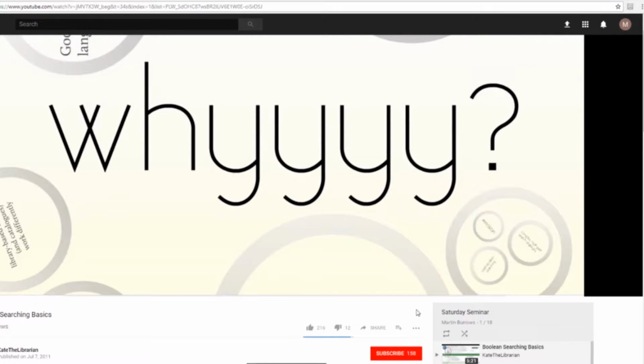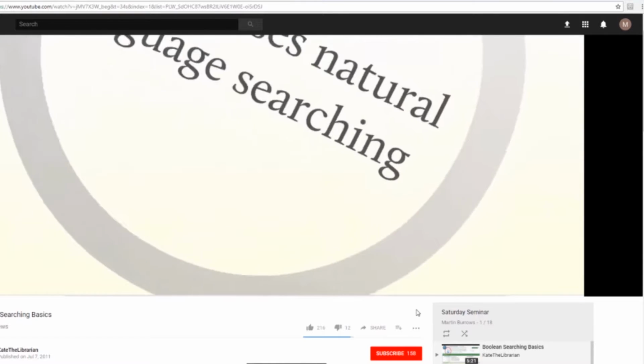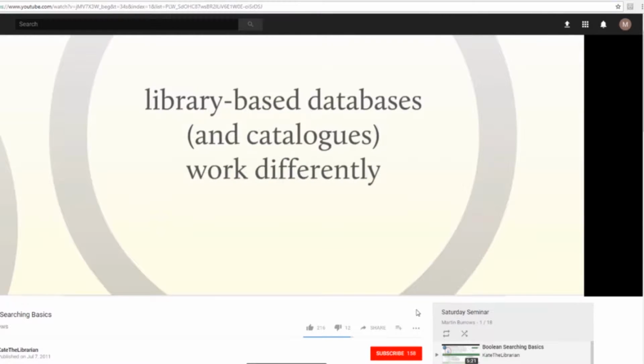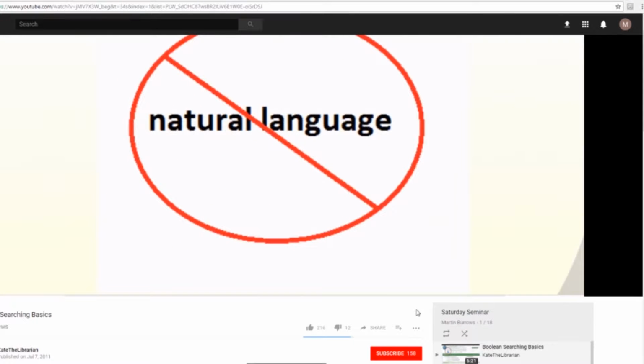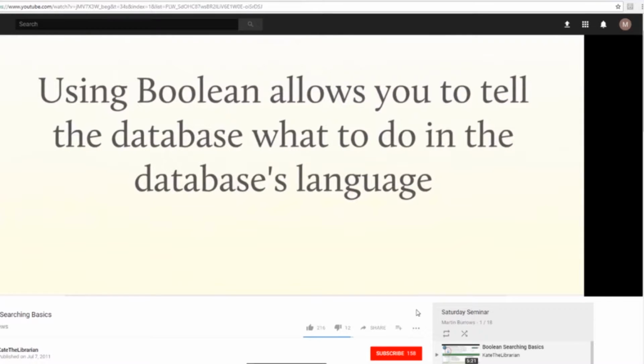You're probably asking yourself, why should I learn Boolean searching when I can search just fine in Google without it? Well, the answer to that is that Google uses something called natural language searching. Library-based databases and catalogs work a little bit differently. Natural language doesn't work very well in them. So it's important to use Boolean because this allows you to tell the database exactly what you want it to do in the database's language.